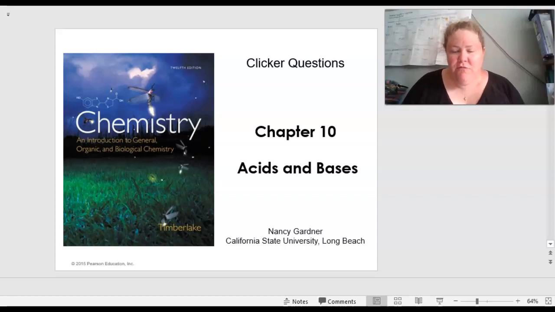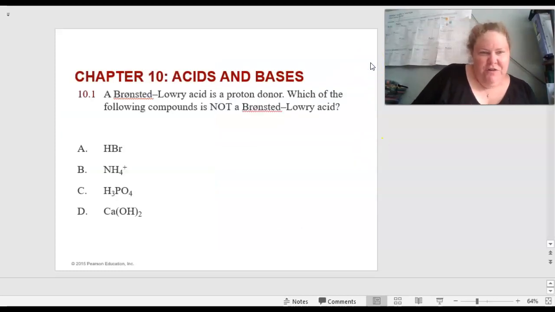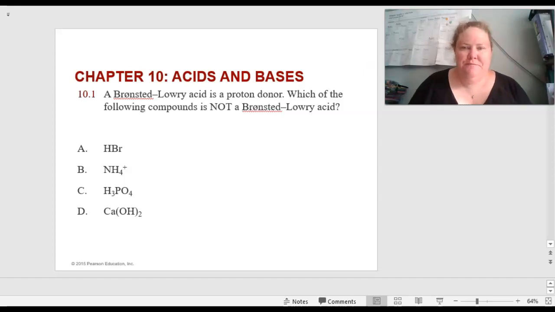All right, so the first question, this is going to be the review of chapter 10 on acids and bases. This first one is with the Bronsted-Lowry acid, it's a proton donor. Which of the following components is not going to be a Bronsted-Lowry acid? So let's see if I can get my little doodad to work.